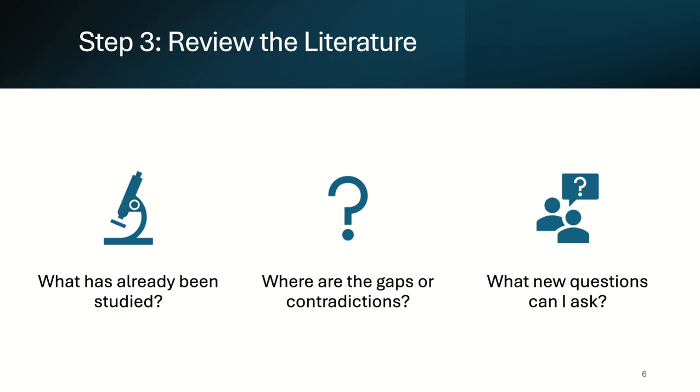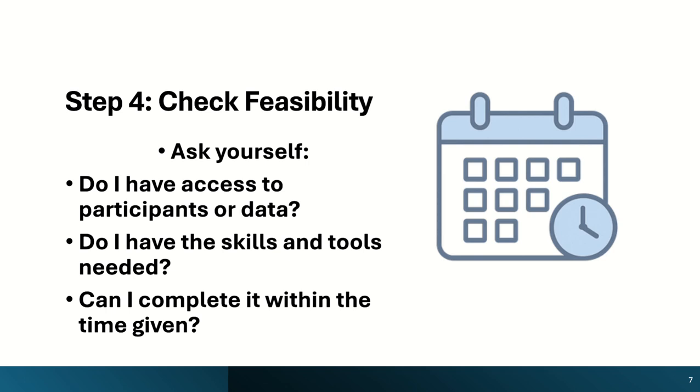That leads you to start asking new questions. What can I do? What has been done? I need to find out why A is B or why B is C. You can only get that when you review the literature. Then number four, check feasibility.